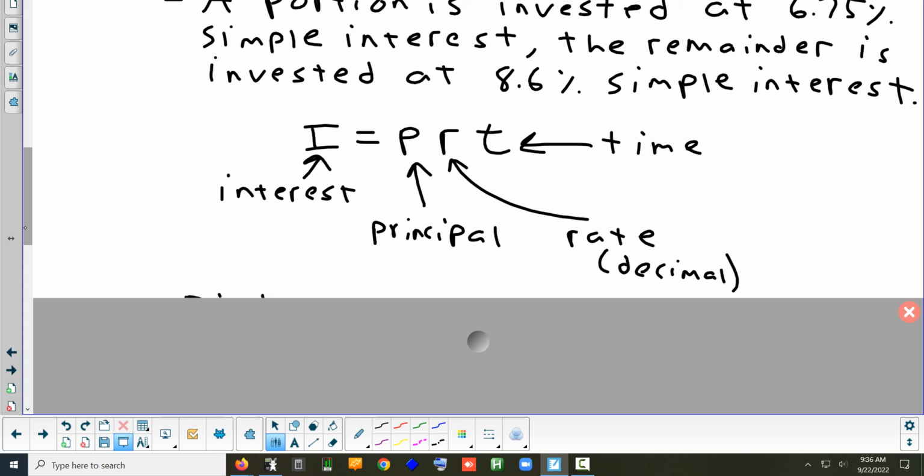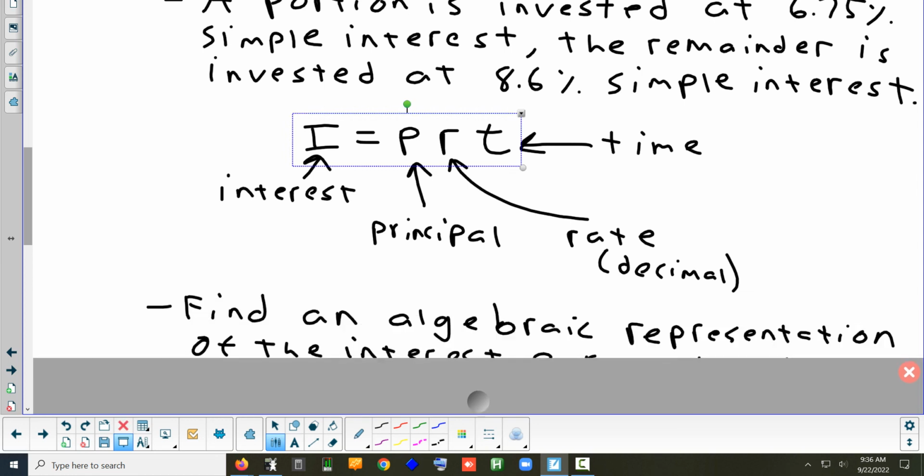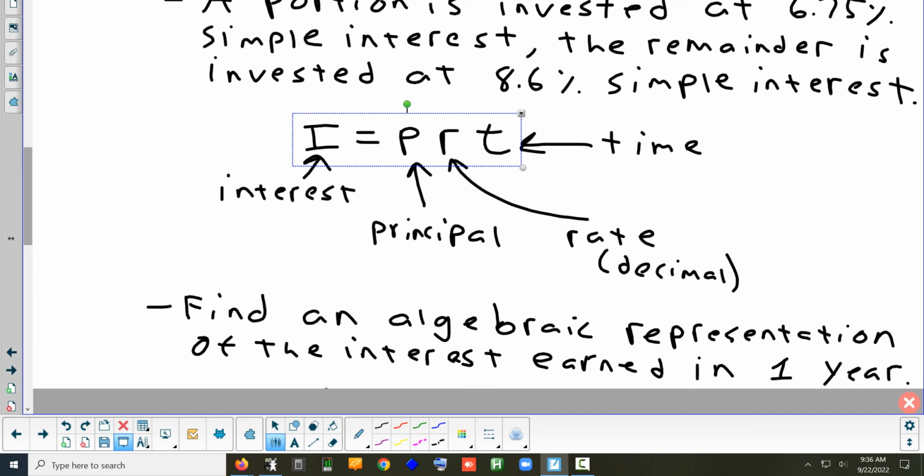R is the rate that your investment pays. What's important is it's a decimal. So for example, 12% would be 0.12. Have to change the rate to a decimal. And T is the time, usually measured in years. So what they want us to do is find an algebraic representation, that just means write an equation, that represents the amount of interest Bill earns in 1 year.